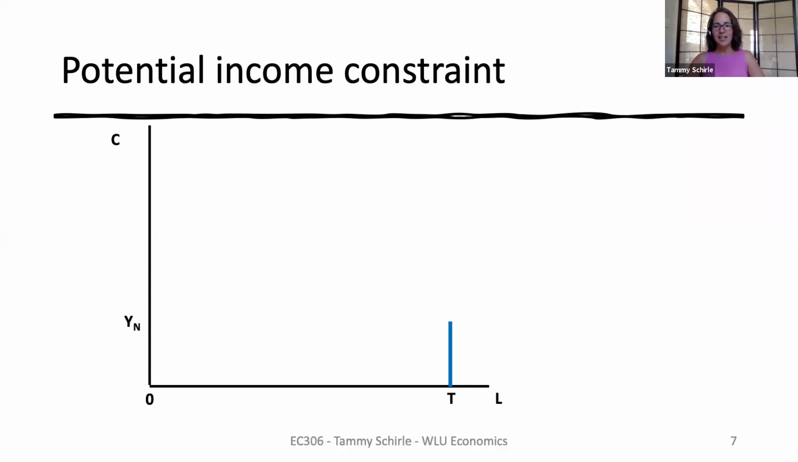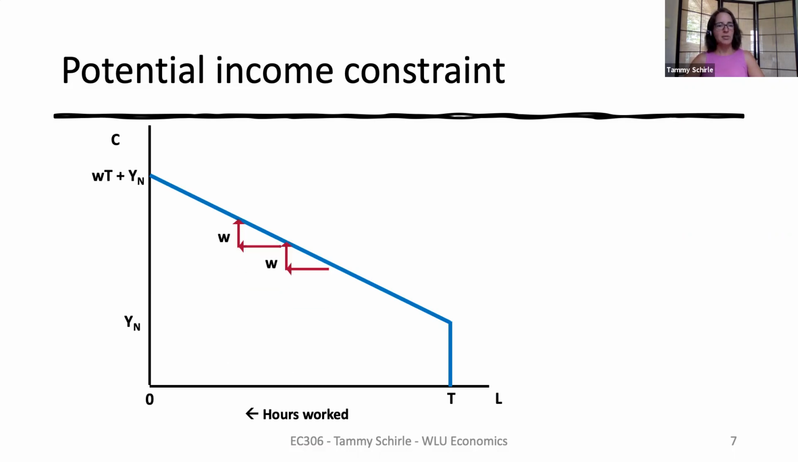If one did not do any paid work so that their leisure time is equal to their time endowment, T, they'd only have their non-labor income available to buy any goods and services. So that defines this first segment of our potential income constraint. But then for every hour that a person works, they earn a wage, and that adds to their income. In the case that they work every hour possible in the day, we see their full income is WT plus YN.